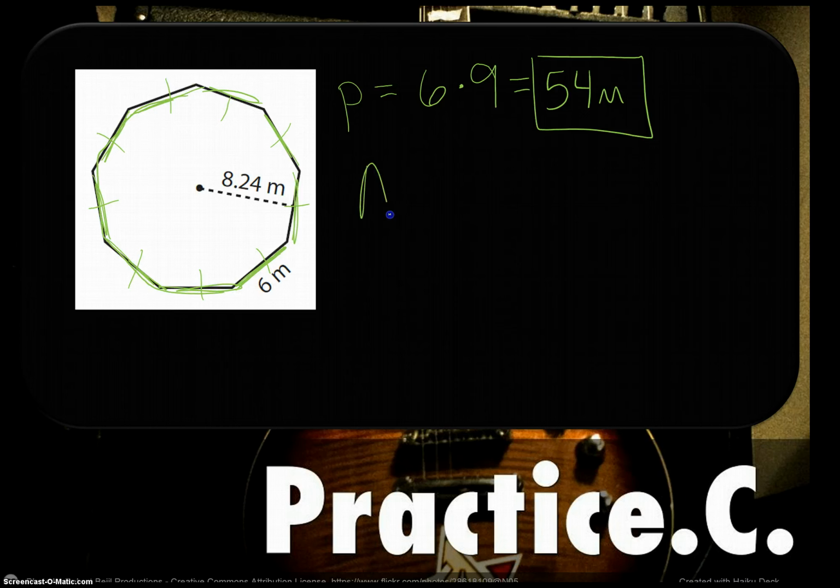From there, the area of the figure is going to be the apothem multiplied by the perimeter and divided by 2. Pause the video and see if you can get the area of this nonagon.